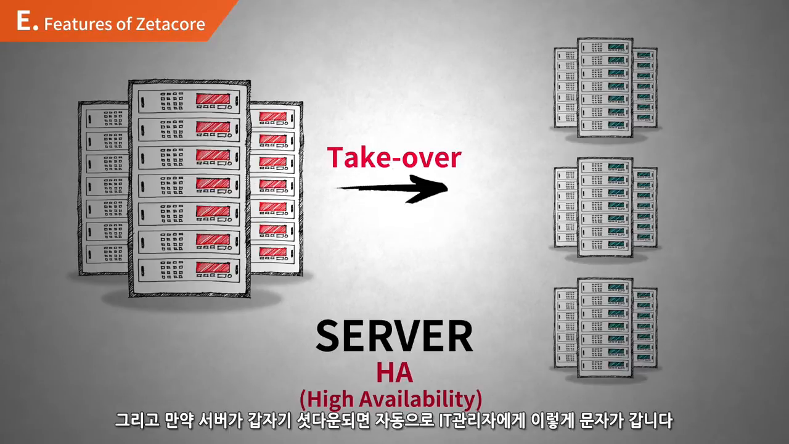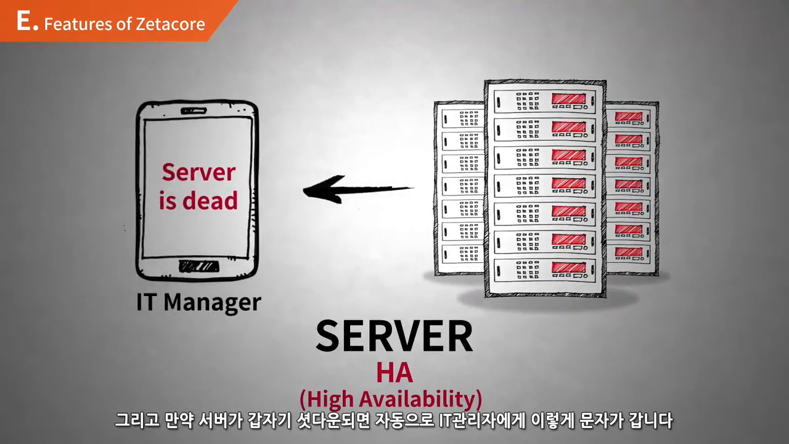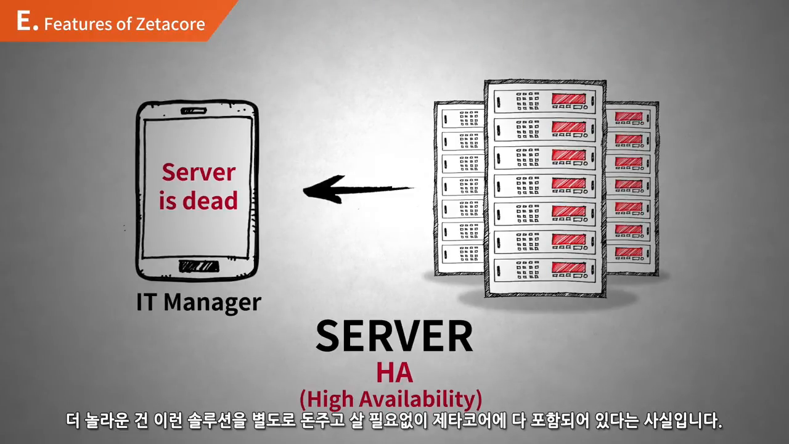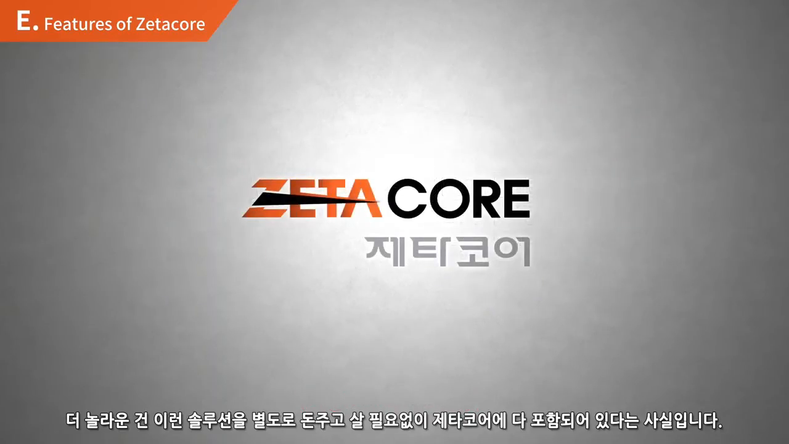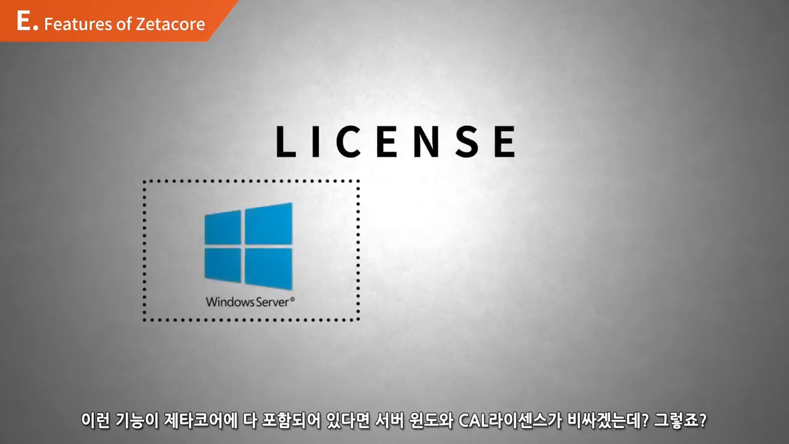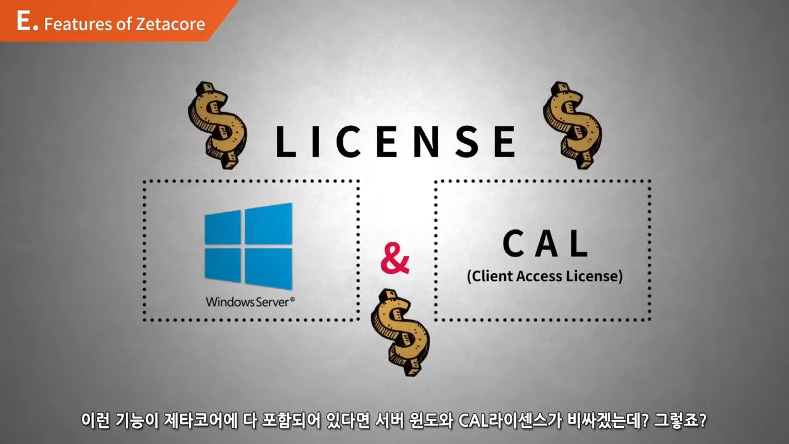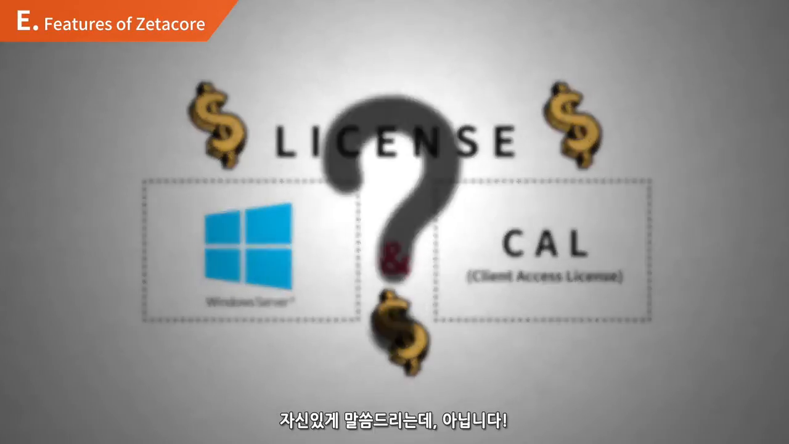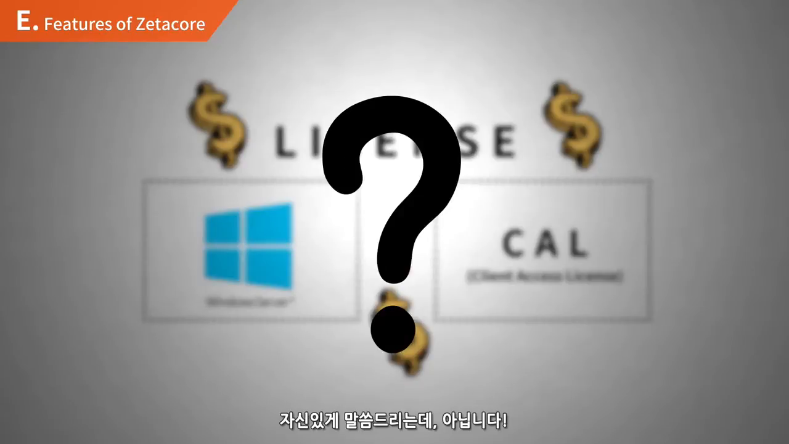Then, in the case of the server suddenly shutting down, ZETACORE will send an alert message to an IT manager like this. The more surprising fact is that you don't have to buy another solution, because all the functions are included in ZETACORE. Wow! Now, because ZETACORE includes all these features, you think server Windows and CAL licenses must be expensive, right? Speaking with confidence, not really.